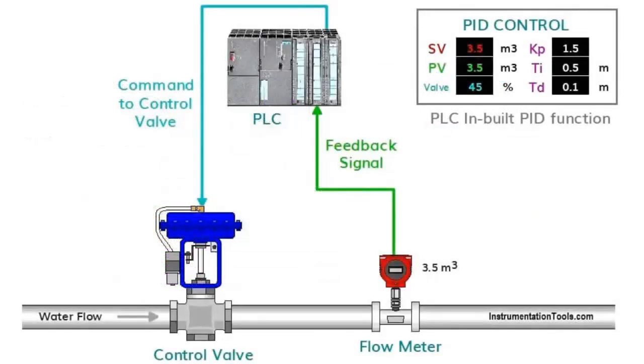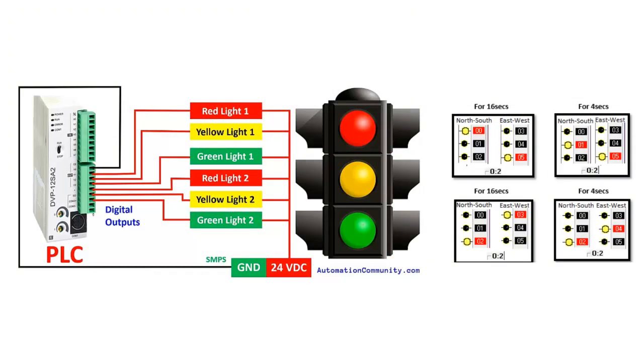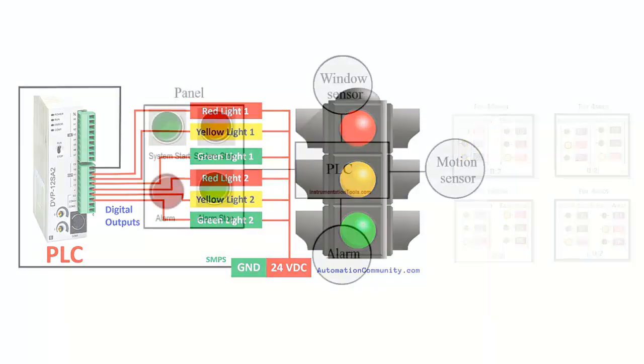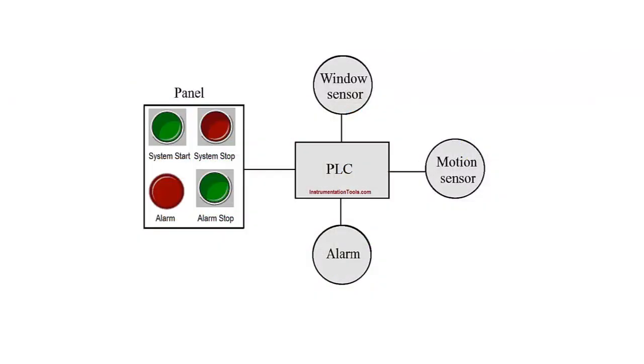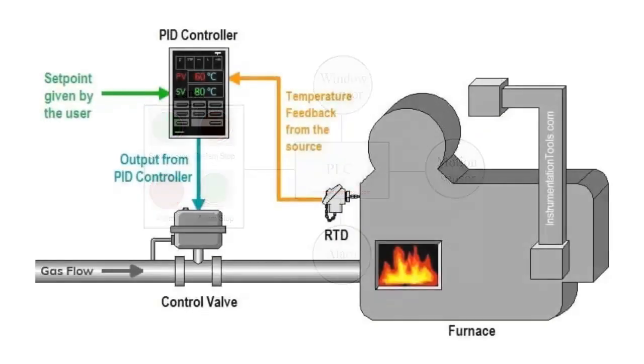Motorized valves, used to control the flow of liquids or gases in industrial processes. Indicator lights, used to provide visual indications of various system states or statuses. Alarm bells or buzzers, used to provide audible alerts or alarms. Heaters, used to heat or maintain the temperature of a system or process.